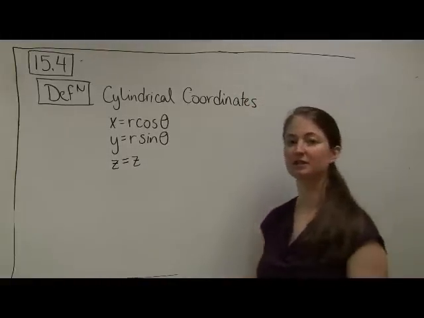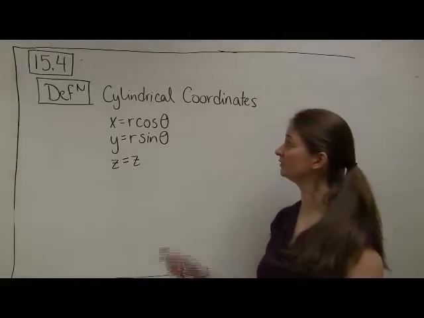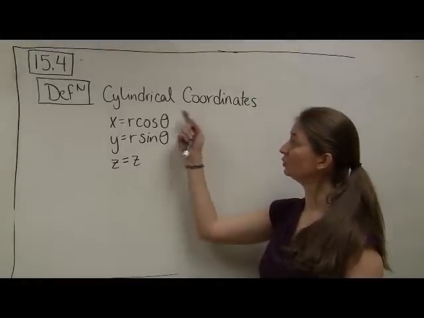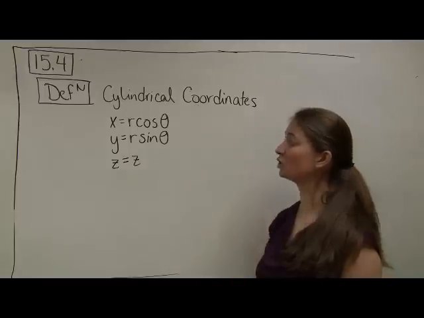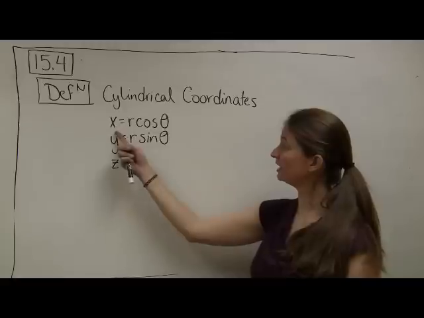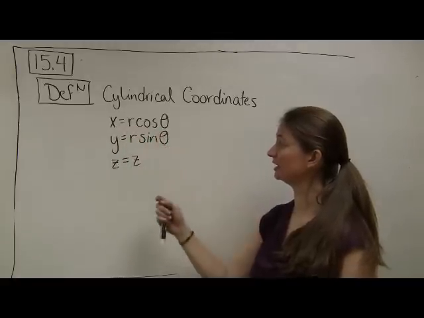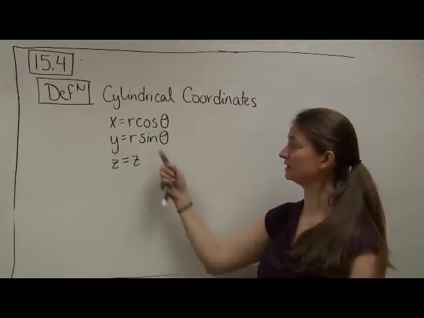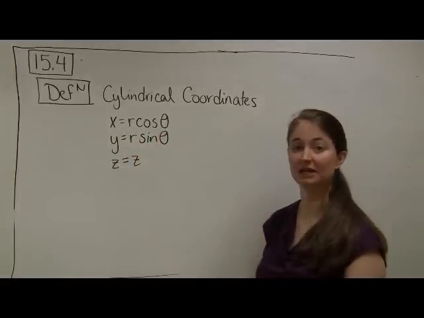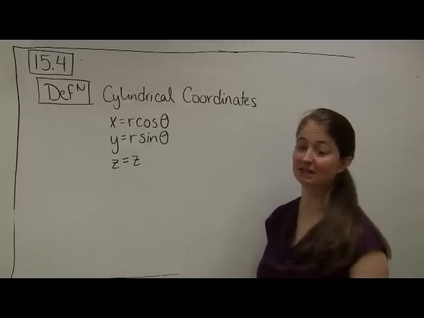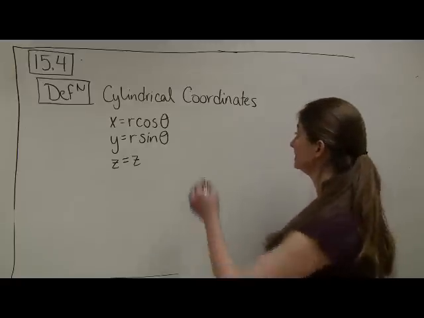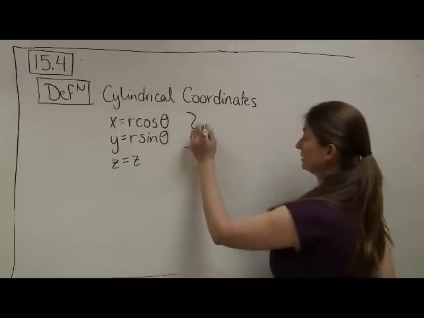So our first definition is going to be the definition for cylindrical coordinates. We define our cylindrical coordinates as a coordinate transformation for which x is equal to r cosine theta, y is equal to r sine theta, and z is equal to z. Notice that this isn't anything that should be that new to you, because this is exactly how we define polar coordinates.